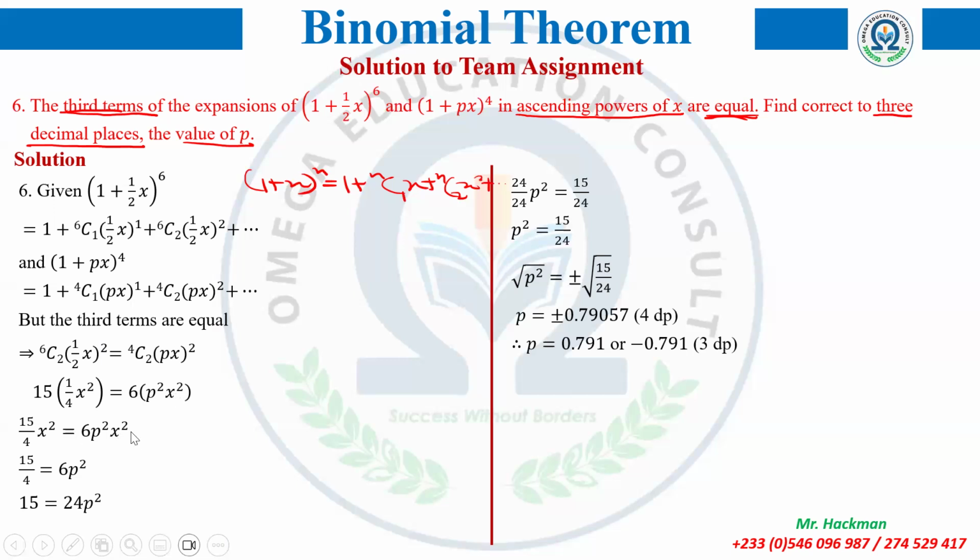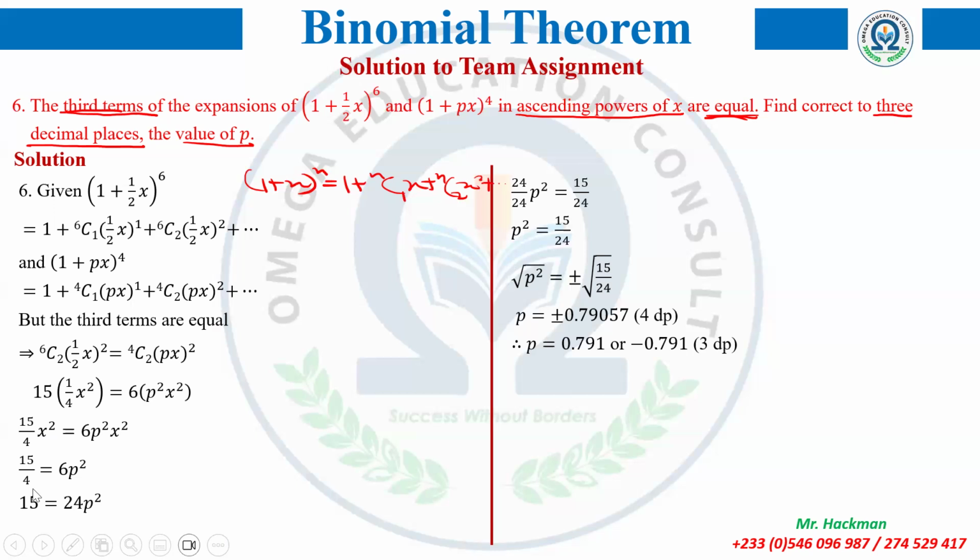At this point, remember we are looking for the value of p, and we have generated an equation indirectly in x and p. But you can see that you have x squared here, and you also have x squared here. So that basically means the coefficient of x squared must be the same. So 15 over 4 should be equal to 6p squared. Or you can divide through by x squared. Since this is an x squared term and this is also an x squared term, for them to be equal, the coefficients must be the same. So you just equate the coefficients of x squared on each side, which gives us this.